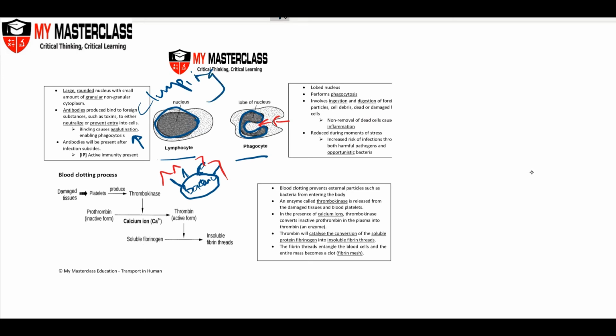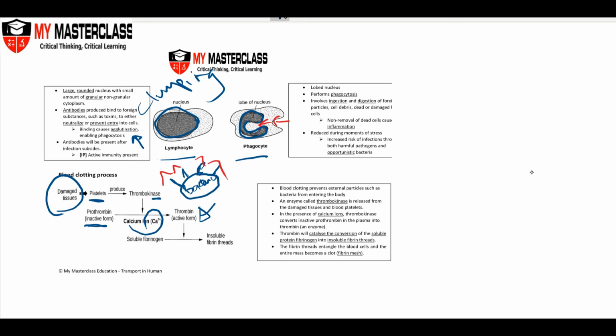Okay, now next, the blood clotting process. I'm sure we have all gotten injured or have a paper cut somewhere. The damaged tissues produced by these injuries will produce platelets. Platelets will then produce an enzyme called thrombokinase. You can see that it is an enzyme due to the -ase at the back. Thrombokinase will activate my inactive prothrombin into the active form, thrombin. This will require the mineral calcium ion.